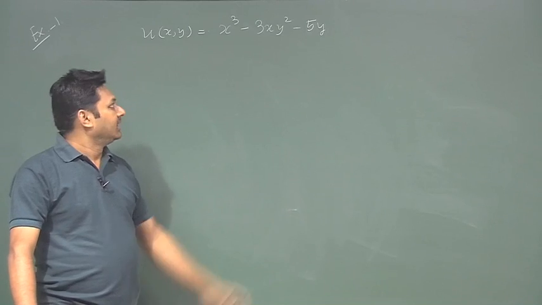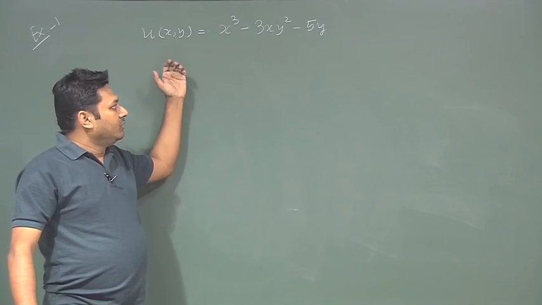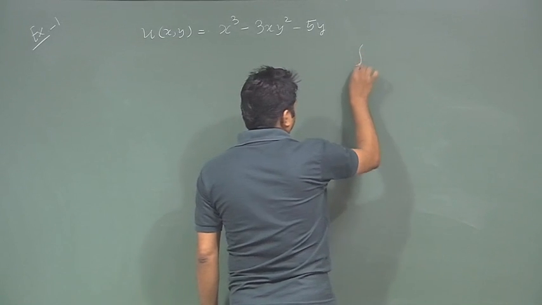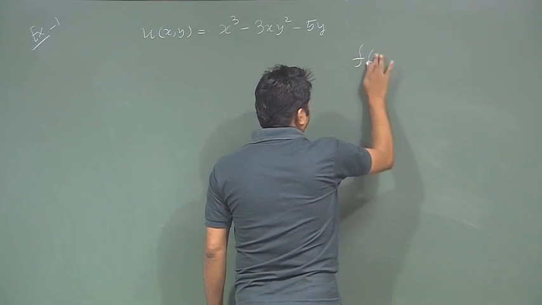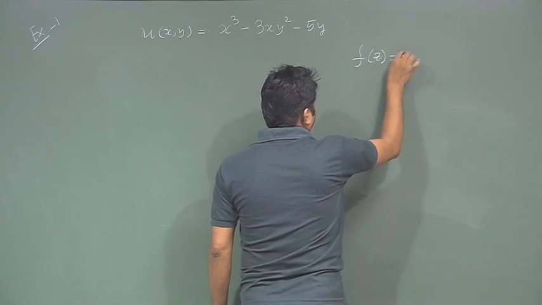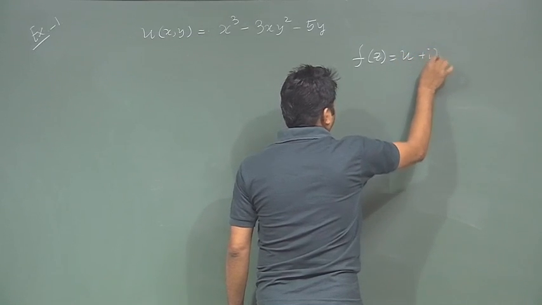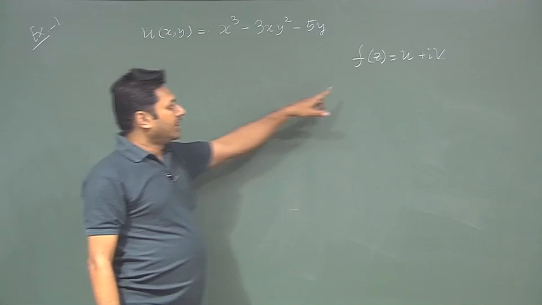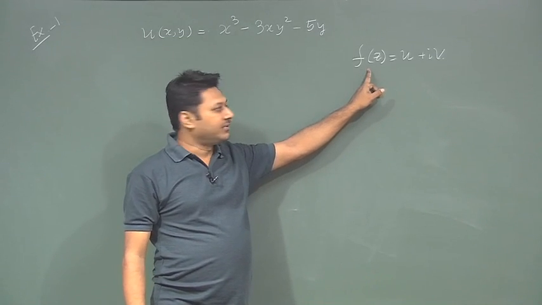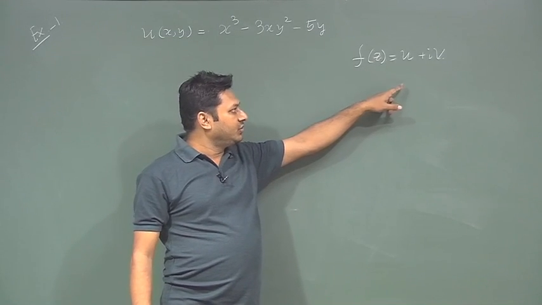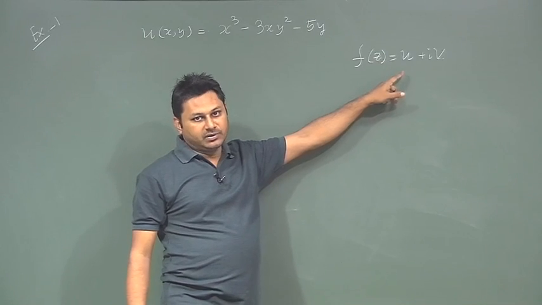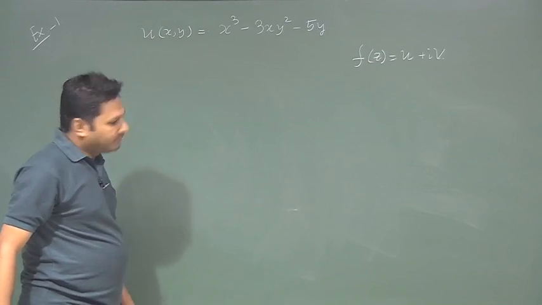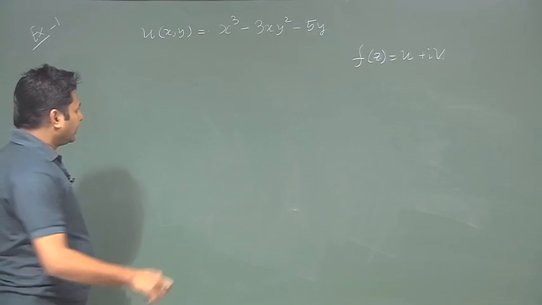The problem is that u is given to you, and your total function is u plus iv. You need to find what is your f(z), so that the function is analytic. That means eventually you need to use the Cauchy-Riemann equation to find what is your v. So, let me do that, then maybe you can understand how things are going.